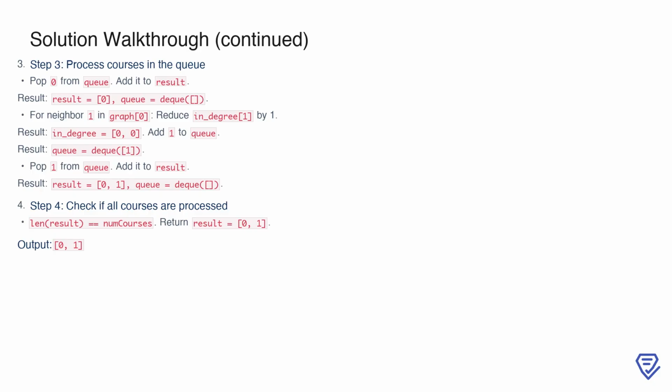Next, we remove course 1 from the queue and add it to the result list. At this point, the queue is empty, and our result list contains [0, 1]. Finally, since the length of the result list matches the total number of courses, we confirm that all courses can be completed, and the result, [0, 1], is returned. This represents a valid order to complete the courses.